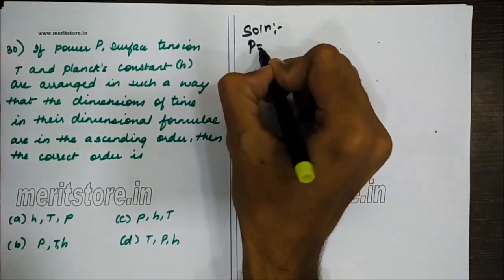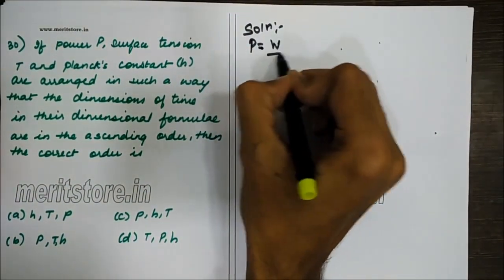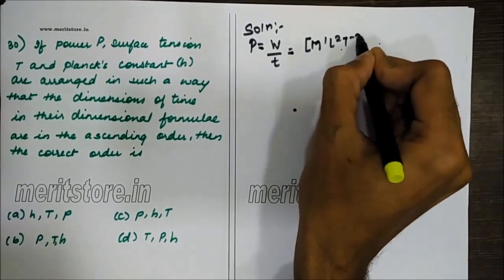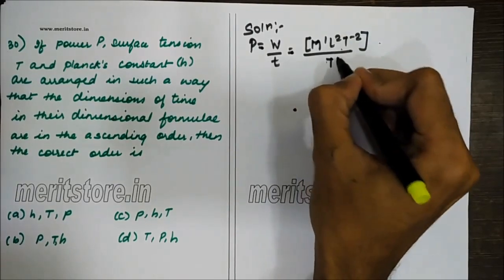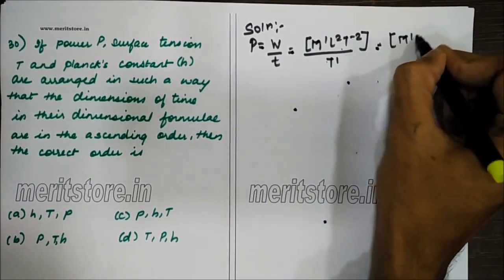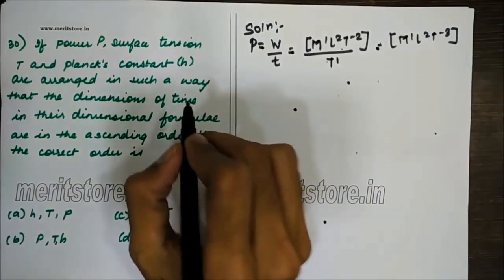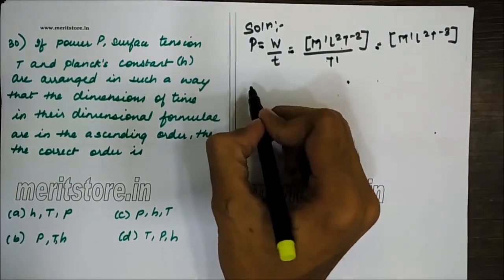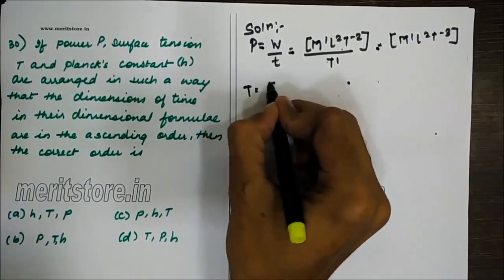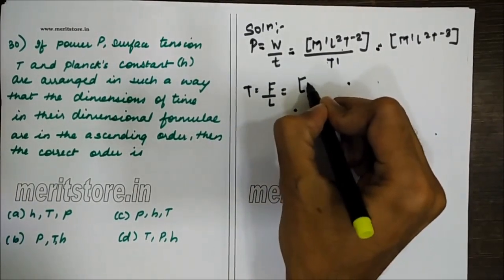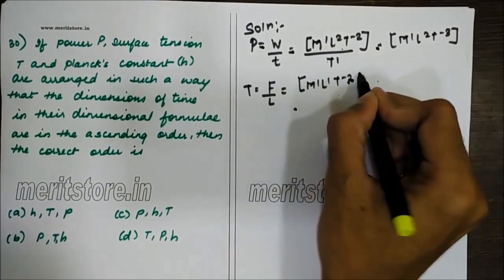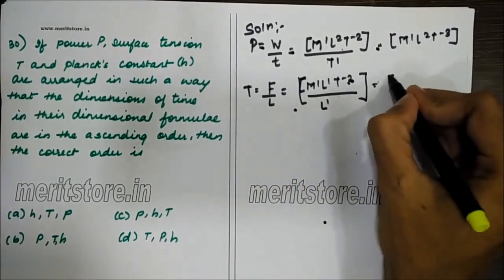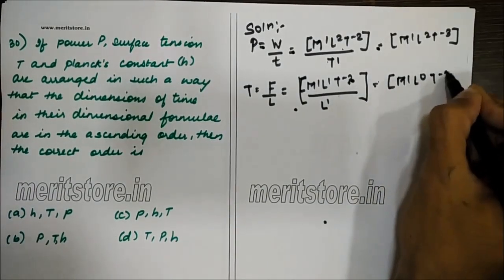So we'll go with the power first. That is nothing but work upon time. So that gives you m1 l2 t raised to minus 2 upon time, that is t raised to 1. So that becomes m1 l2 t raised to minus 3. Next is the surface tension T, that is force upon length. Force being m1 l1 t raised to minus 2 upon length, which is only l1, so that gives you m1 l0 t raised to minus 2.